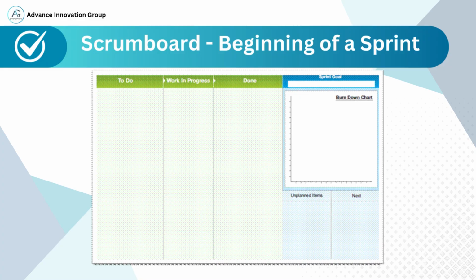To Do, which contains tasks or user stories that have been committed for the sprint but not yet started. Work in Progress, WIP, which includes tasks that are currently being worked on by team members. Done, where completed tasks are moved once finished and accepted.